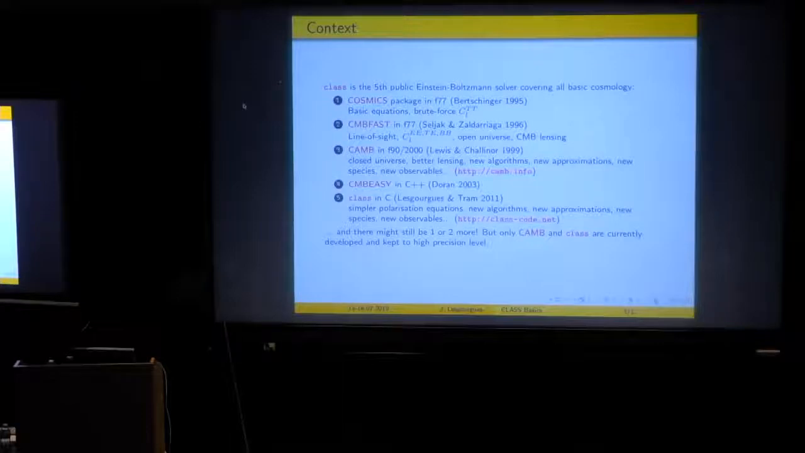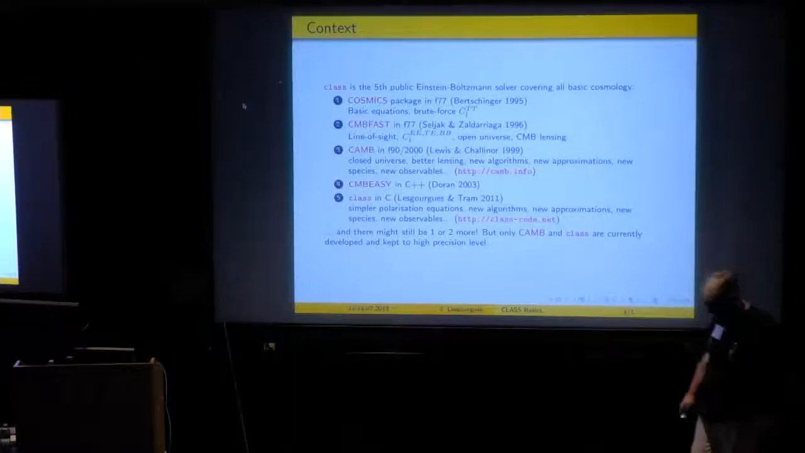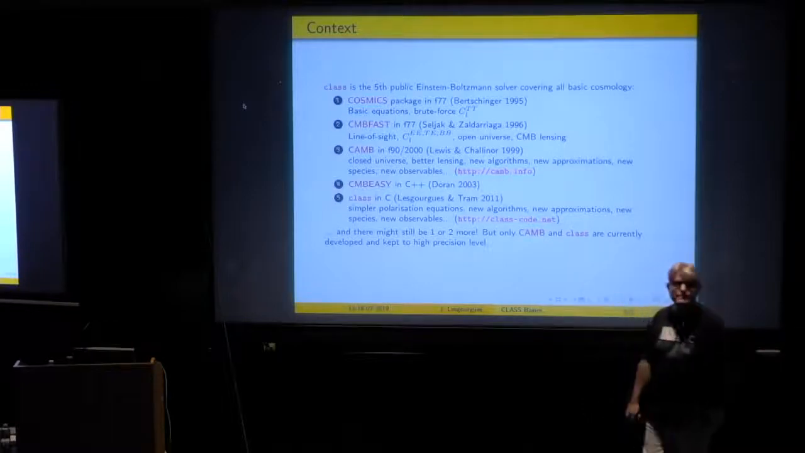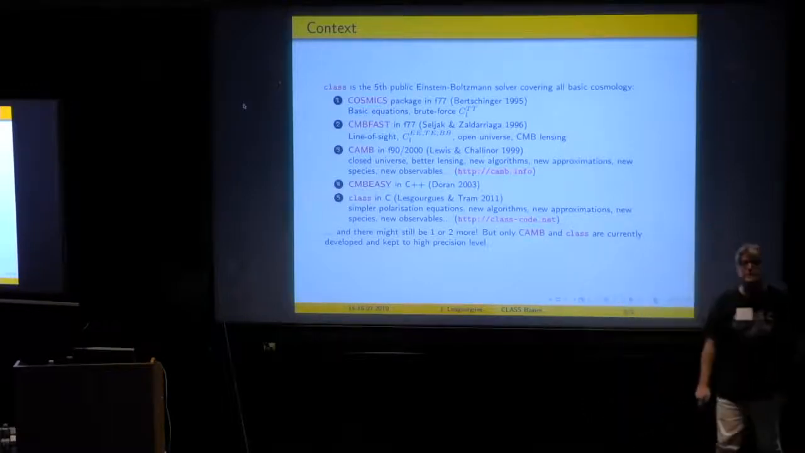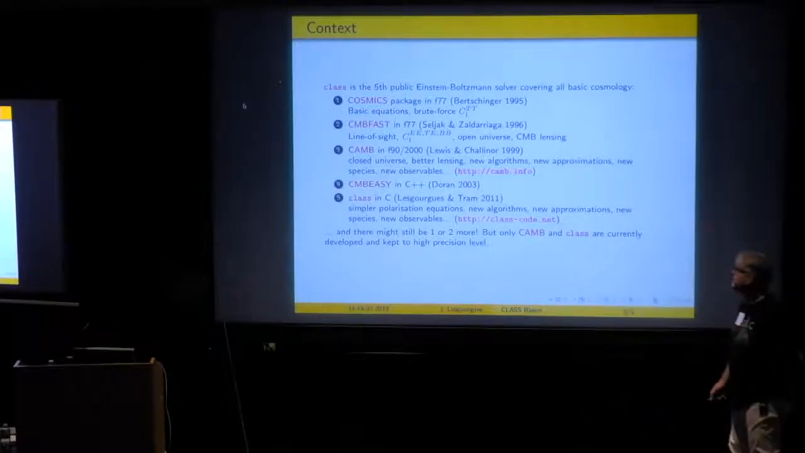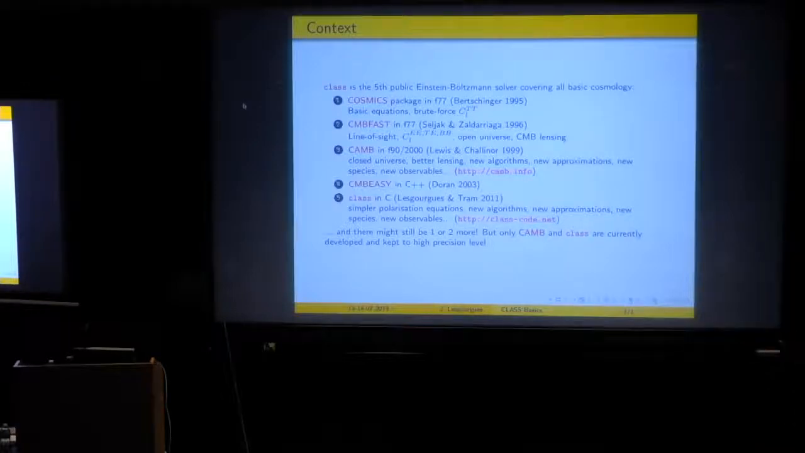So all this business started when Bertschinger in '95, and Chung-Pei Ma, and also somebody else who was helping, implemented the most important equations for CMB physics in a package in Fortran called COSMICS. And this was really a brute force approach. It was very heavy. It was taking hours.